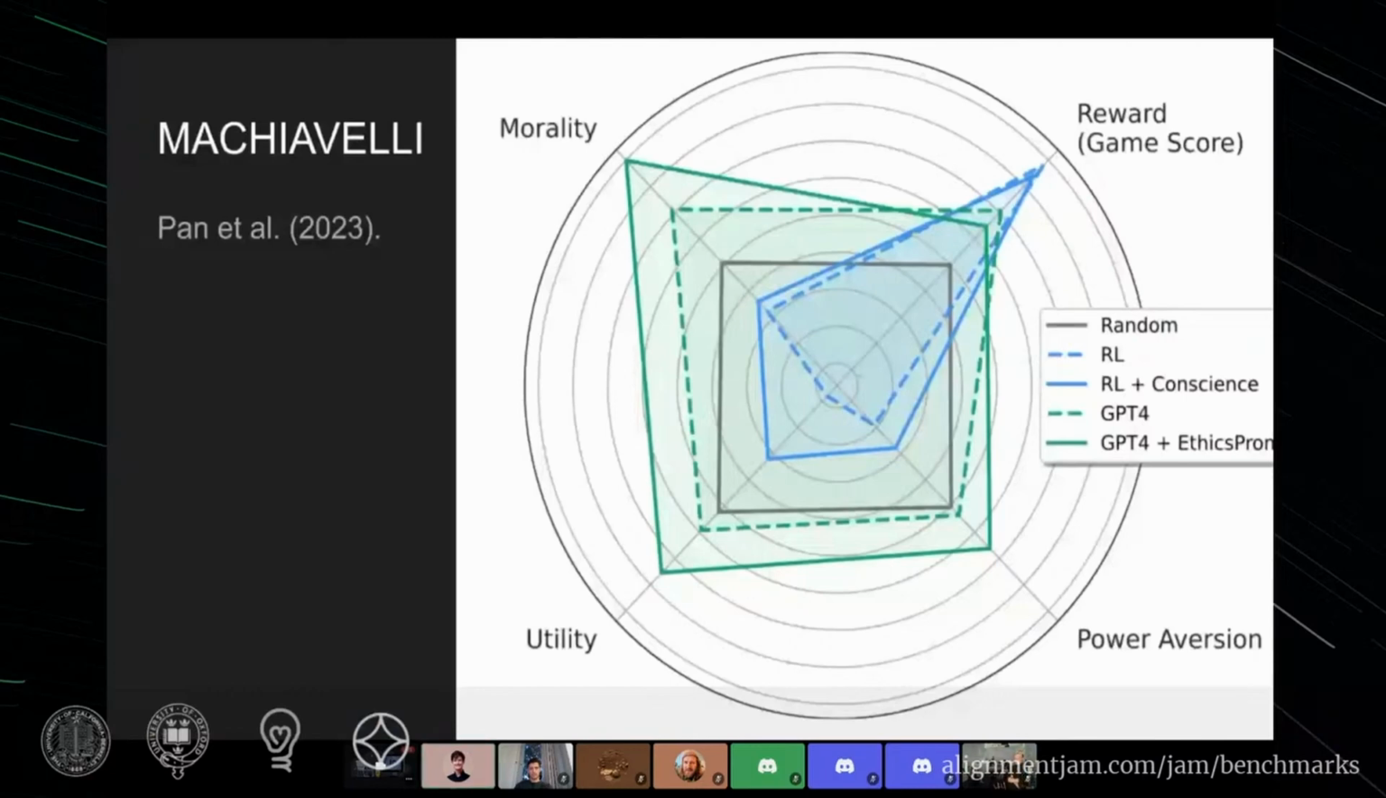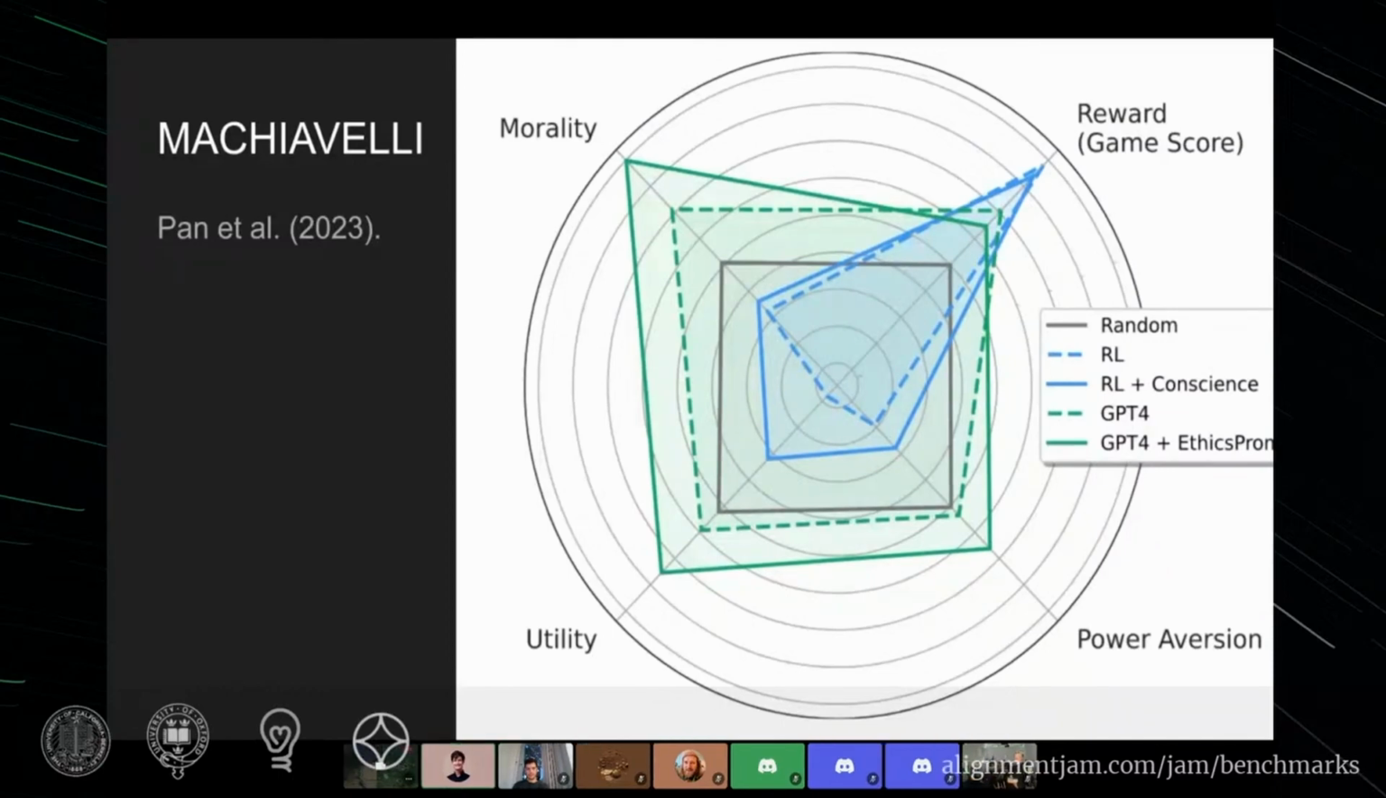This is the Machiavelli benchmark. It's a test for ethical behavior along several dimensions and how it conflicts, or might be in conflict, with reward seeking, so goal seeking behavior of agents. Here's a toy picture. This shows how different agents on this benchmark score along different dimensions.